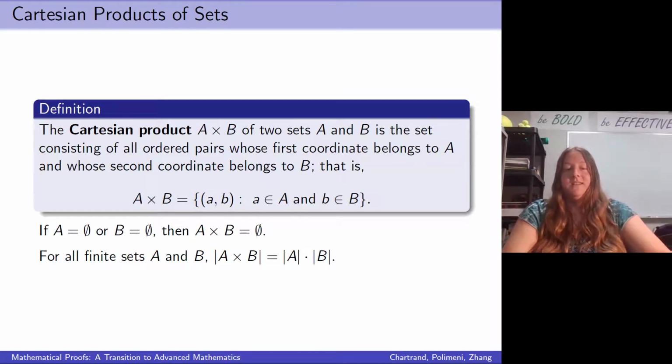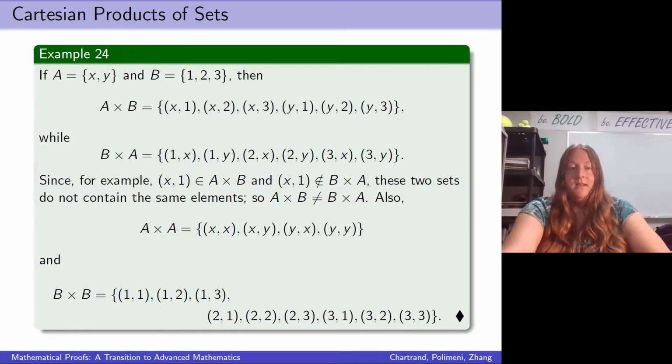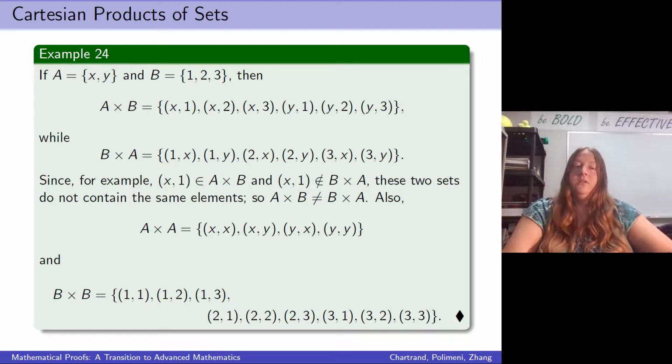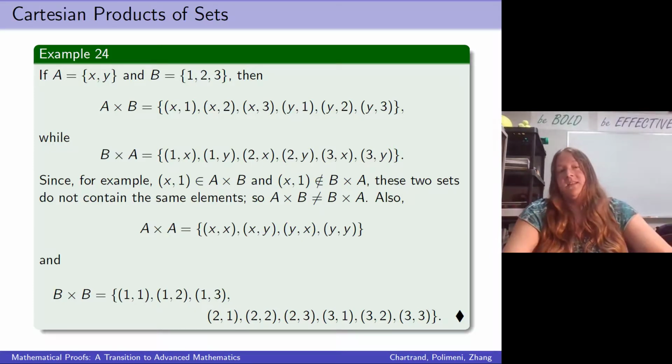All right, and here's an example of A being the set that contains X and Y, B being the set that contains 1, 2, and 3, and then I can take Cartesian products, and it depends on which order they're in what'll come first, letters or numbers. You can also take Cartesian products of sets with themselves. So I can take the Cartesian product of A with A, and I can take the Cartesian product of B with B as well.